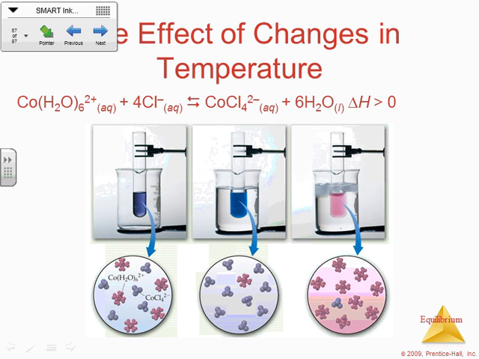Okay, so those are the 3 basic things that we can do to mess with an equilibrium. We can mess with the concentrations of either the reactants or products. We can change the temperature, or if we're talking about gases, we can change the pressure. Now in this reaction right here, changing the pressure over the reaction is really not going to do much.